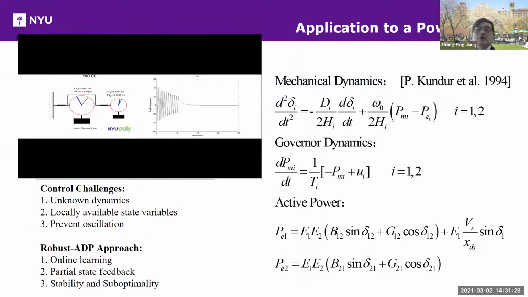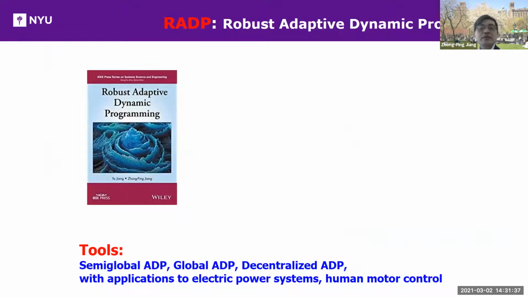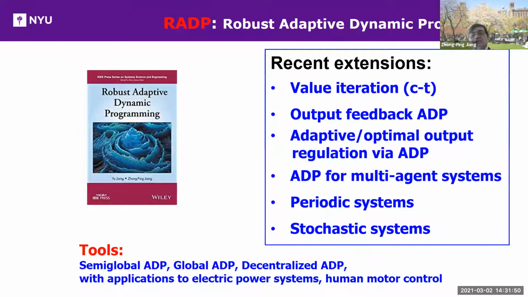We also apply this approach to large-scale power systems. I'm going to skip applications, but let's mention that all the theoretic results and applications can be found in our 2017 book published by Wiley and IEEE Press. After publication of the book, with my other students, we have generalized this robust adaptive dynamic programming towards other classes of systems and other control problems. Basically, we can consider tracking, stochastic systems, periodic systems, and even multi-agent systems as well.